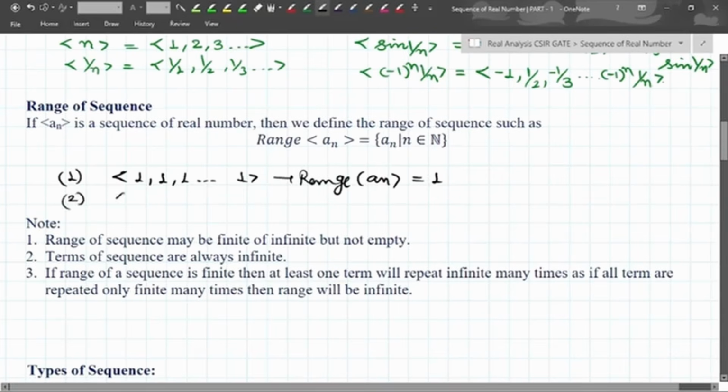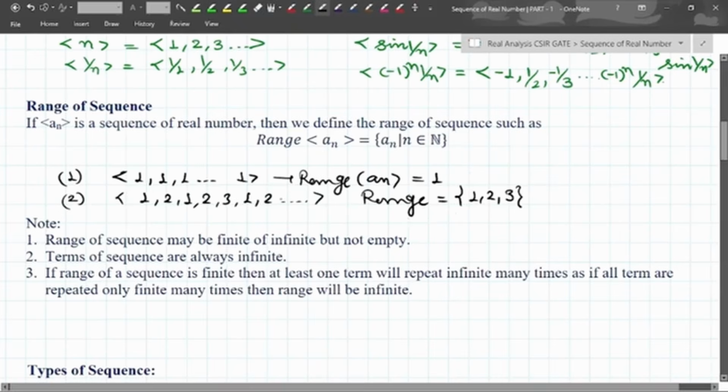Similarly, if I write it like this, it will be 1, 2, then 1, 2. If I write 3 again, then 1, 2, 1, 2. So here you can see in the range there are elements 1, 2, and 3. These are in the range. It means what is the output for this? These are the range.